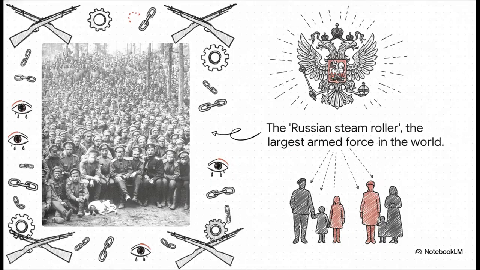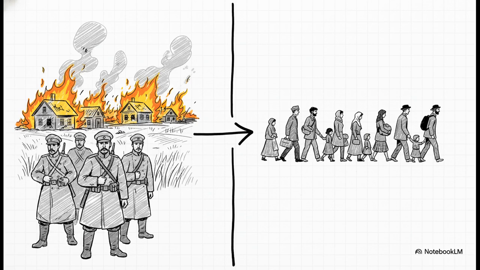And please remember, this number is not just a statistic. Every single one of those 7 million was a real person, just like the soldiers you see in this picture. They were someone's son, someone's father, someone's brother. They were part of the famous Russian steamroller, the largest army in the world. The Tsar's power completely depended on the loyalty of these soldiers, but after so much loss, that loyalty was beginning to break. And then, things got even worse.